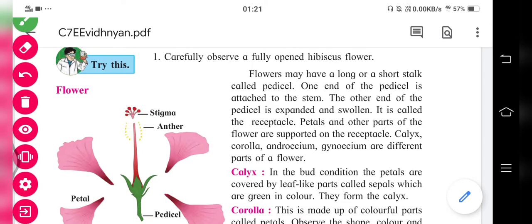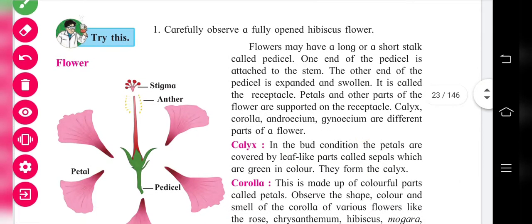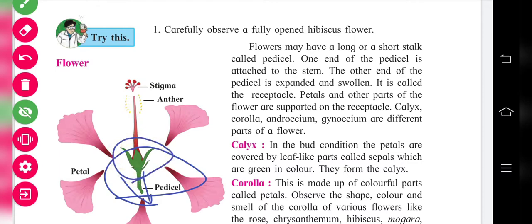Flowers may have a long or short tail called pedicel. Where is the pedicel? This one is a pedicel, which may be short or long. One end of the pedicel is attached to the stem. So the below part is attached to the stem. The other end of the pedicel is expanded, and so on. This one is the expanded part.